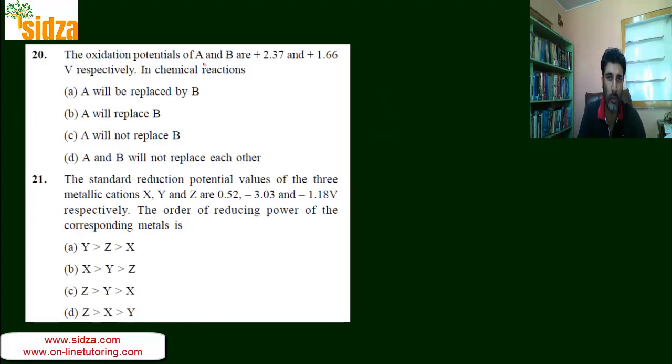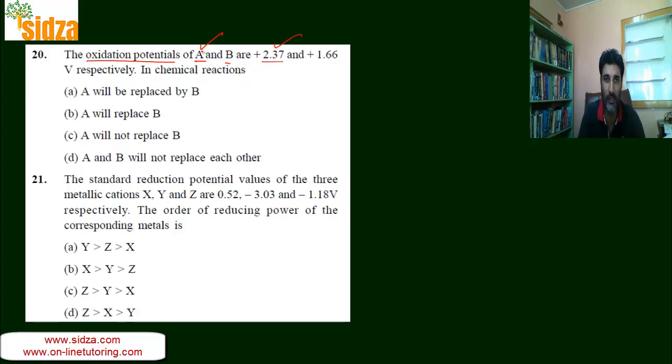The oxidation potentials of A and B are 2.37 and 1.66. So oxidation potential means the tendency to lose electrons. So A has higher tendency to lose electrons than the B. That means A will lose electrons to B. That means A will replace the B from the solution.